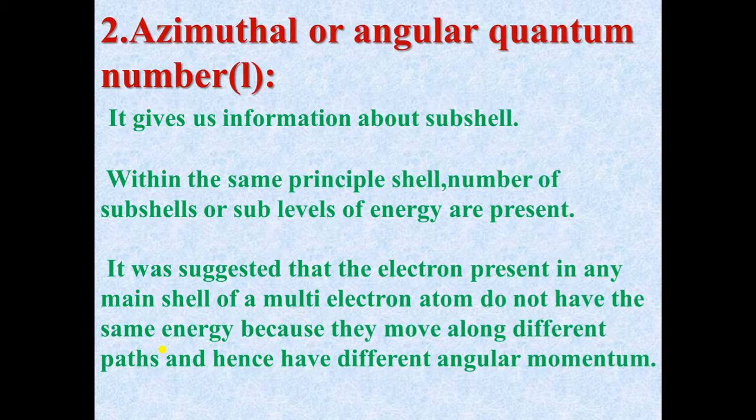Now second quantum number is azimuthal or angular quantum number. It is represented by small l, and it gives us information about number of subshells which are present in shell. In shell, subshells are present. So now within the same principal shell, number of subshells or sublevels of energy are present. Now it was suggested that electrons present in any main shell of a multi-electron atom do not have the same energy because they move along different paths and hence have different angular momentum.